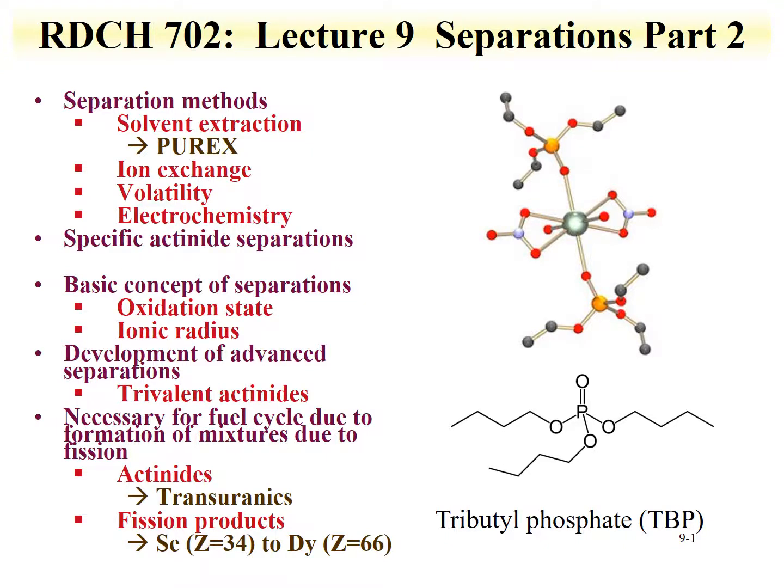Welcome to part 2 of lecture 9, the lecture on separations. In the previous lecture we discussed solvent extractions and went over the Purex process, an important process for the nuclear fuel cycle. In this lecture we'll discuss ion exchange, a very mature process involved in separations, and then volatility, trying to focus in on volatility applications to the nuclear fuel cycle. And you'll see that volatility based separations are not nearly as mature as the ion exchange routes.